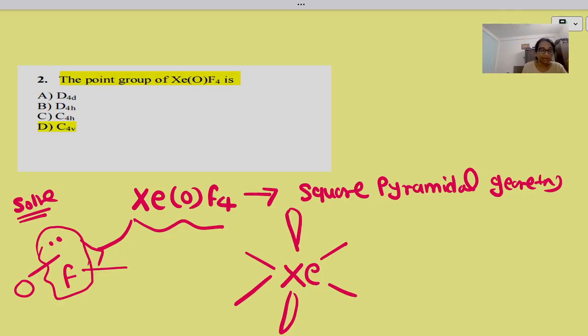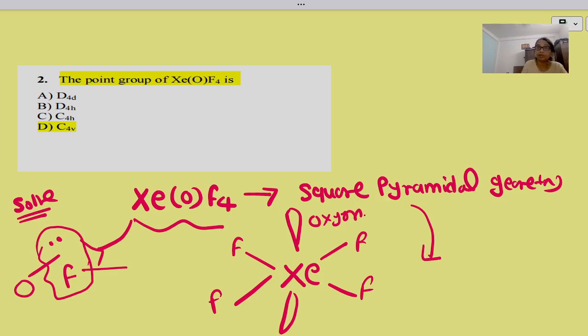In this compound, the axial position is occupied by the oxygen atom, and the 4 fluorine atoms form the square base. So the positions of the fluorine are like that. Now, due to the square pyramidal geometry of the molecule with a unique substituent on the axis, the molecule belongs to C4.